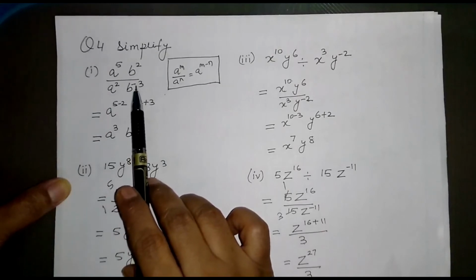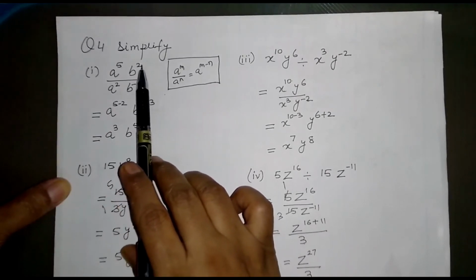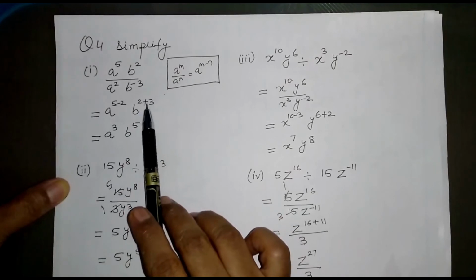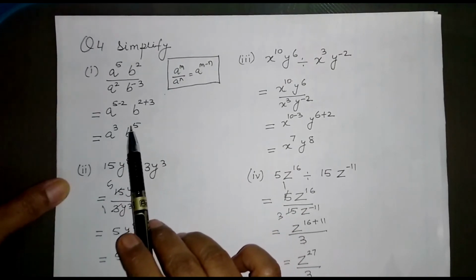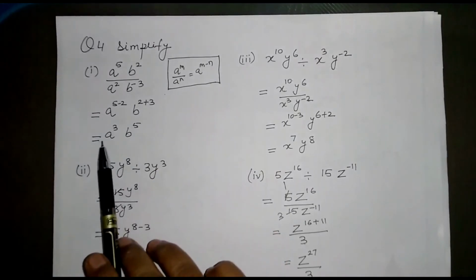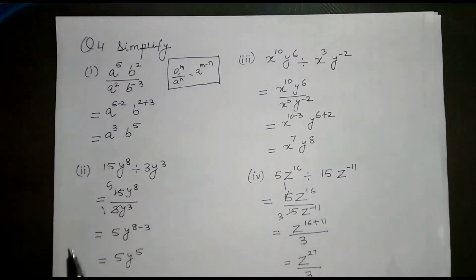Here b has negative power, so when it goes up in the numerator, it becomes plus. So we have to add 2 plus 3 becomes 5, b raised to 5. So we have answer a cube b raised to 5.